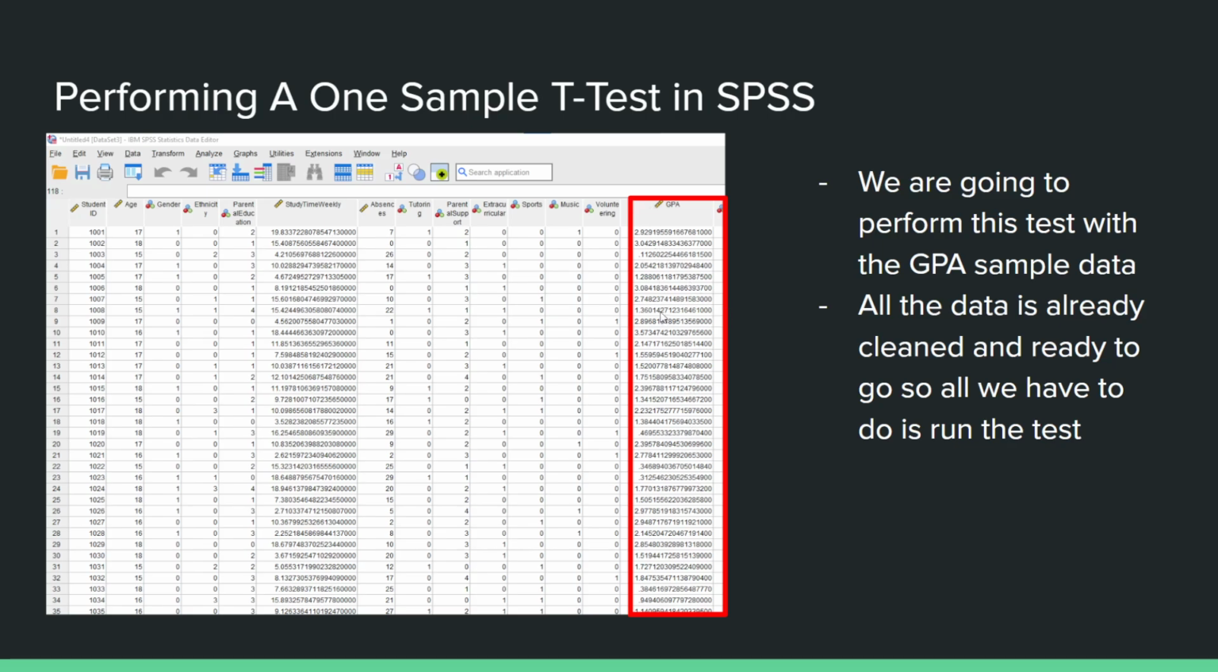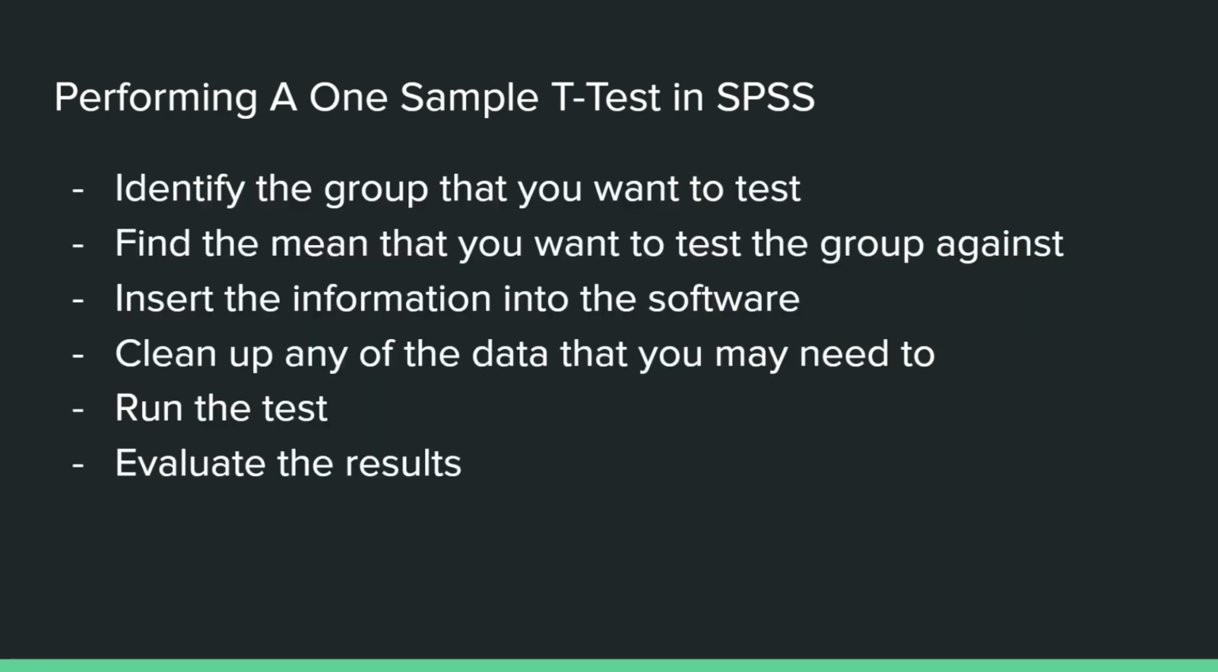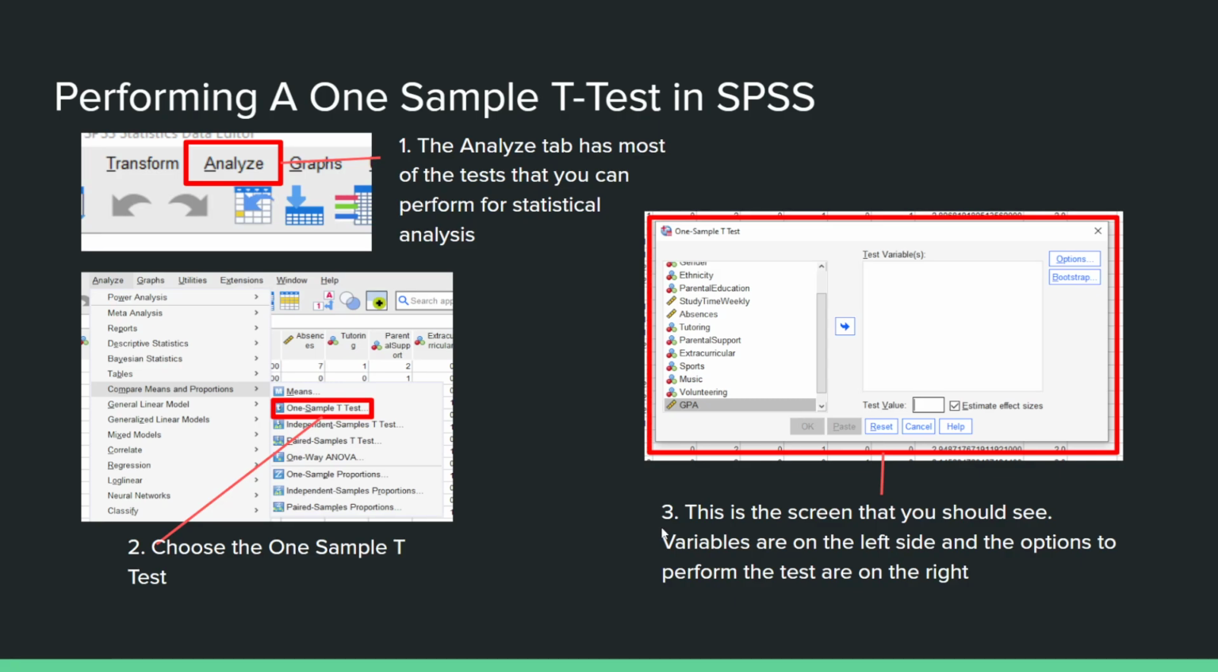So this is going to be the data that we use to test against an accepted mean, and that accepted mean we'll get into in a bit. But this is the data that we're going to use. So first, what you're going to want to do is click on the Analyze tab, which has most of the tests that you can perform for statistical analysis.